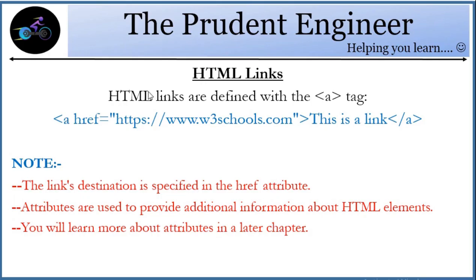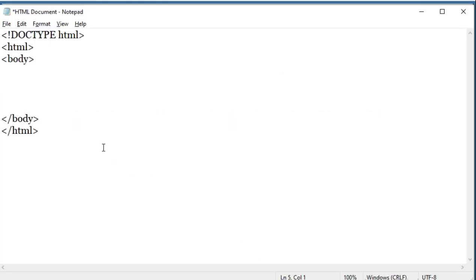Okay, so HTML links are defined with the a tag. If you have to write an HTML link, you write a, then href, which is the hypertext reference, equal to the link you want to visit, then the content of the link, and then you close with the /a. I'll show you how it works.